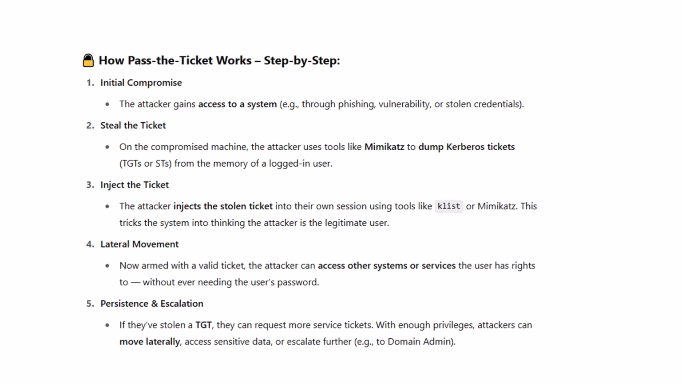And five, the persistence and escalation, which means that if they have stolen a TGT, a ticket granting ticket, as it's called in Kerberos, they can request more service tickets. With enough privileges, an attacker can then move laterally, access sensitive data, or escalate further, for example, to a domain admin. And if they have access to either domain admin or enterprise admins, which are two of the most privileged accounts in a domain, then again, they have access to the entire company.